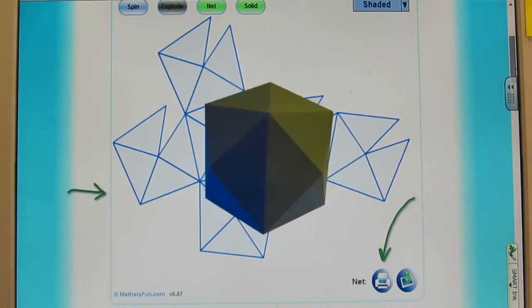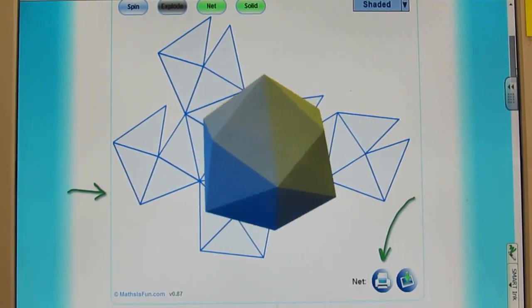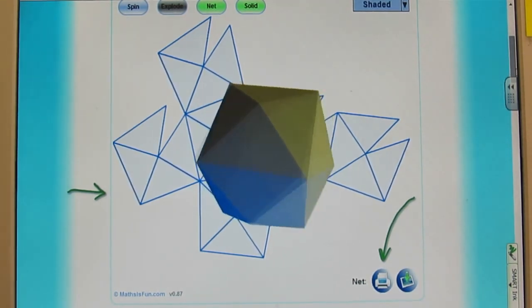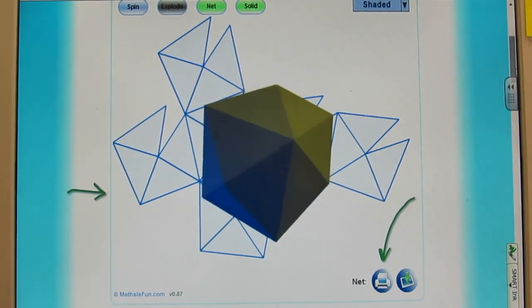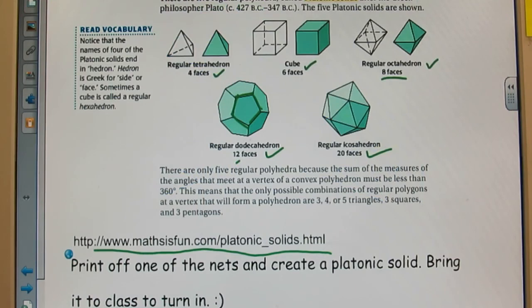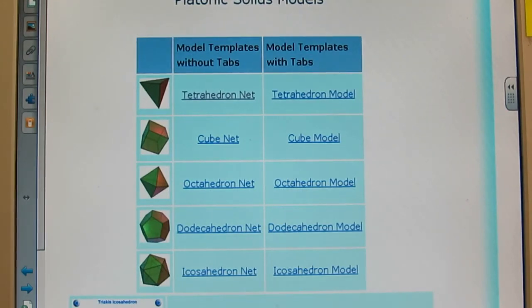So you will be graded on this tomorrow. If you do not bring this in, you will not get credit for this assignment. All right, let's go back to the lesson. Again, you're going to turn this in class. All right, there it is again.